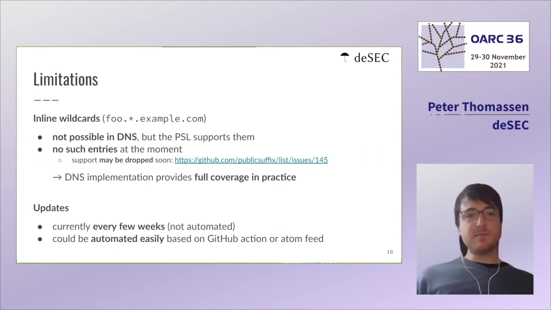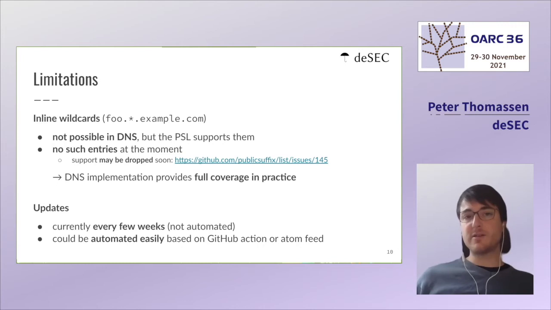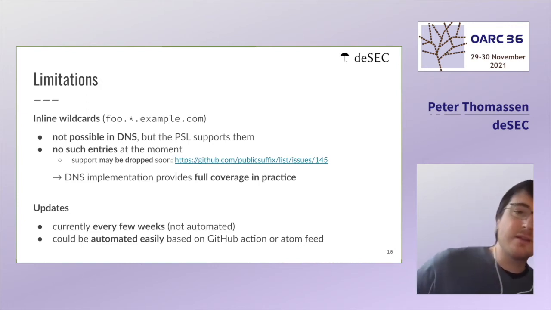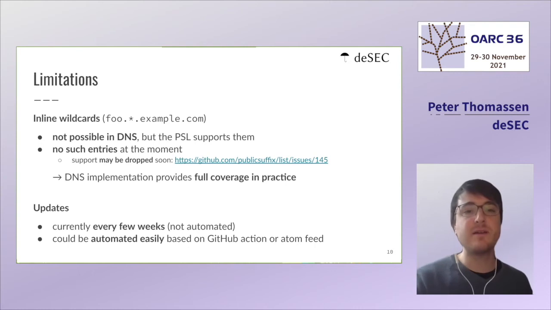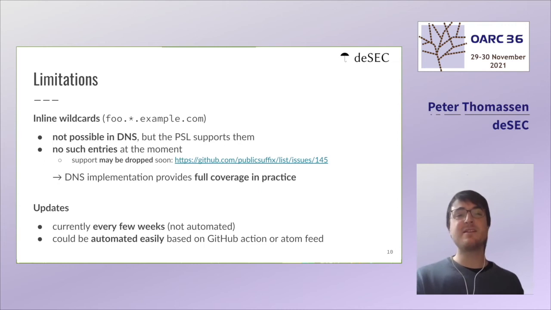There are some limitations. As I said before, the PSL does support inline wildcards like foo.wildcard.example.com, and the DNS doesn't support that. So if you ask for the public suffix of such a domain, you will not get a PTR record. You will only get the text records telling you that those are the rules that apply, and it can't really be mapped into the DNS. However, the good thing is that the PSL doesn't actually contain such entries at the moment, and the maintainers are considering dropping this feature, so to speak.